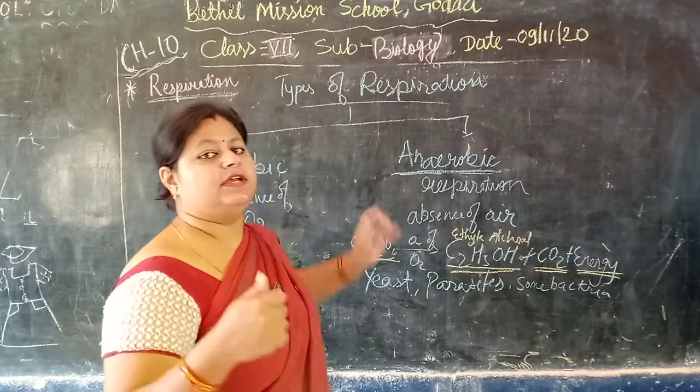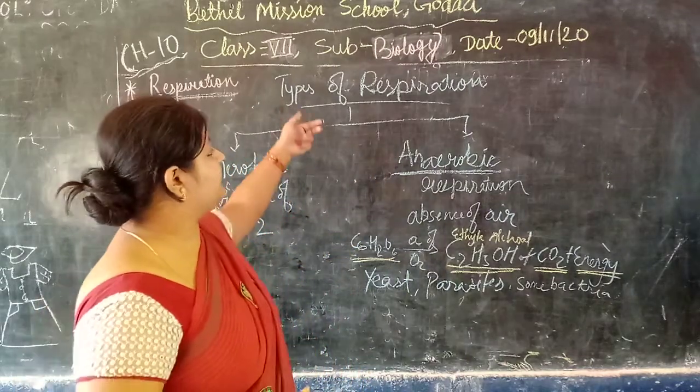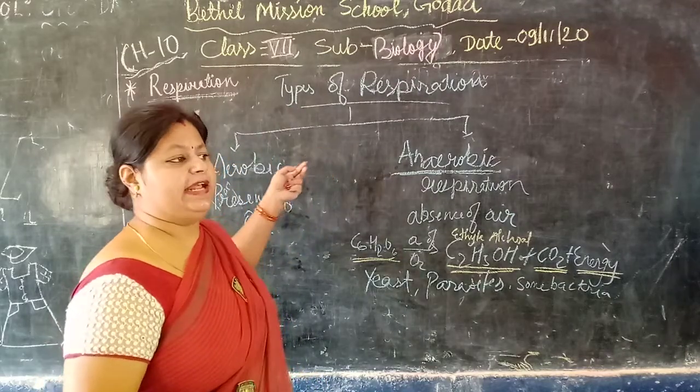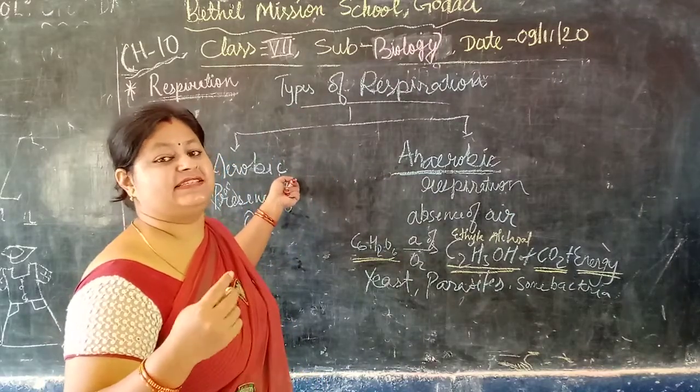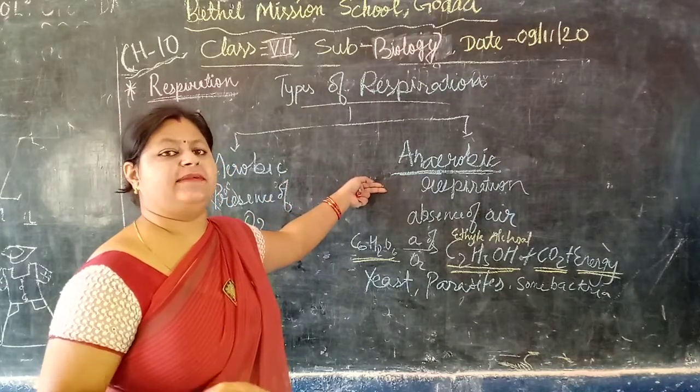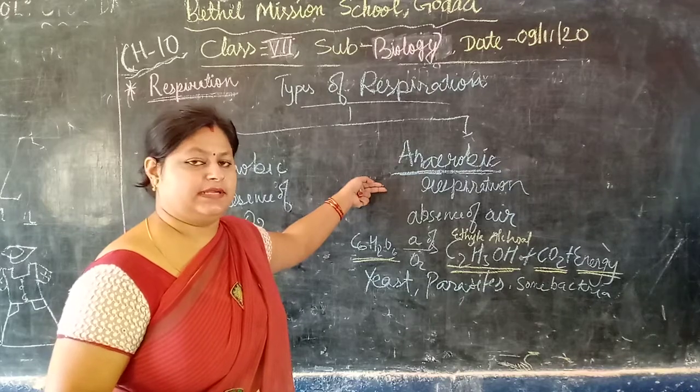Okay. So hopefully you understood the types of respiration. There are two types, aerobic and anaerobic. In aerobic respiration, oxygen is compulsory. In anaerobic respiration, respiration takes place in the absence of oxygen.